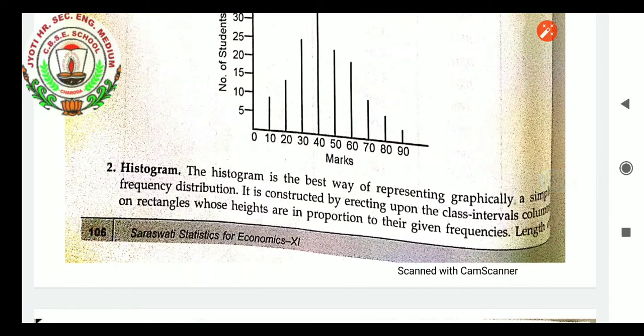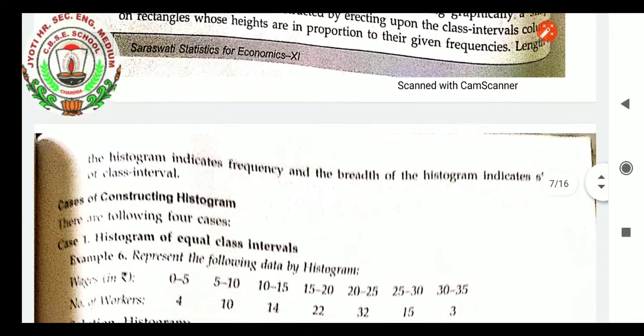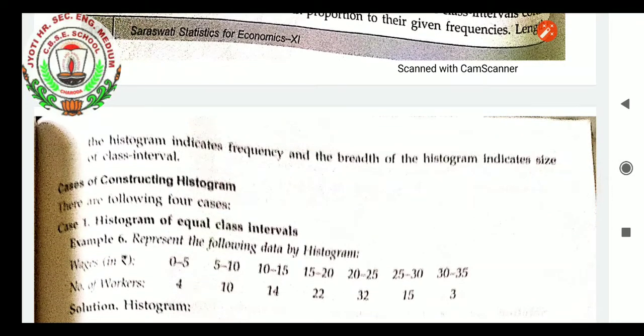Histogram. The histogram is the best way of representing a simple frequency distribution graphically. It is constructed by erecting upon the class intervals columns or rectangles whose heights are in proportion to their given frequencies. The length of the histogram indicates frequency and the breadth indicates the size of the class interval. There are following 4 cases where a histogram is constructed.